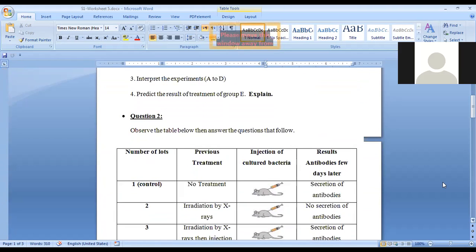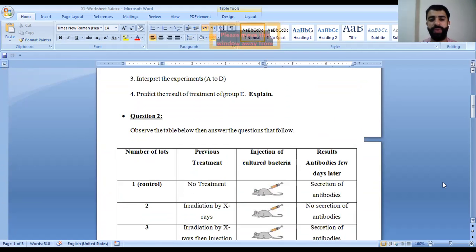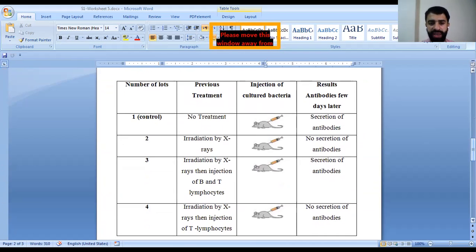Second question, observe the table below and answer the questions. Here we have four different lots. Lot number one, it's a control used to compare. In the normal case, without any treatment, we have injection of cultured bacteria. We inject this mouse with bacteria. We have secretion of antibodies. So in normal cases, whenever we have bacteria, we have secretion of antibodies. Number two, we did irradiation with X-rays. So we destroyed the bone marrow. No secretion of antibodies. There is no B or T. So there is no secretion of antibodies.